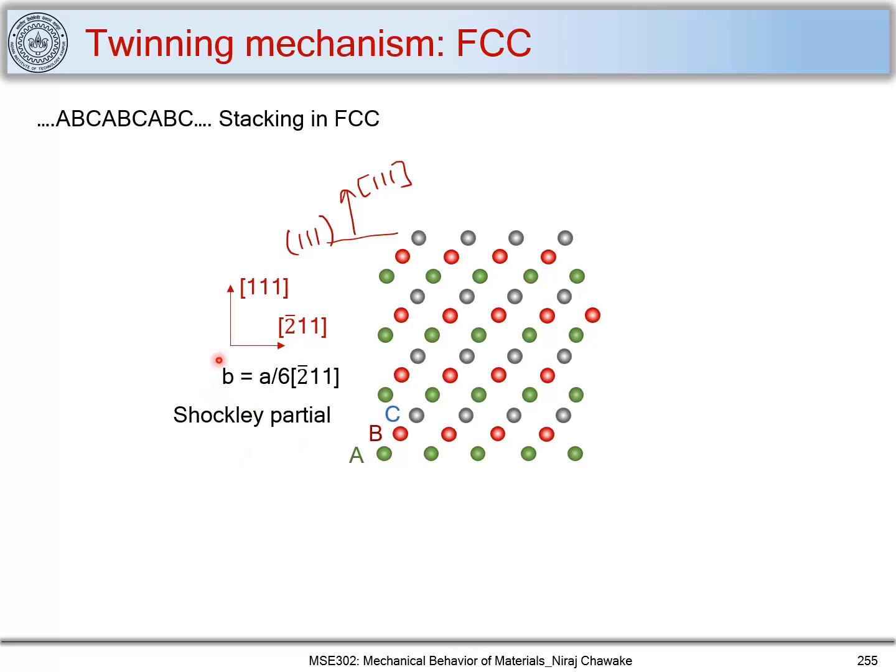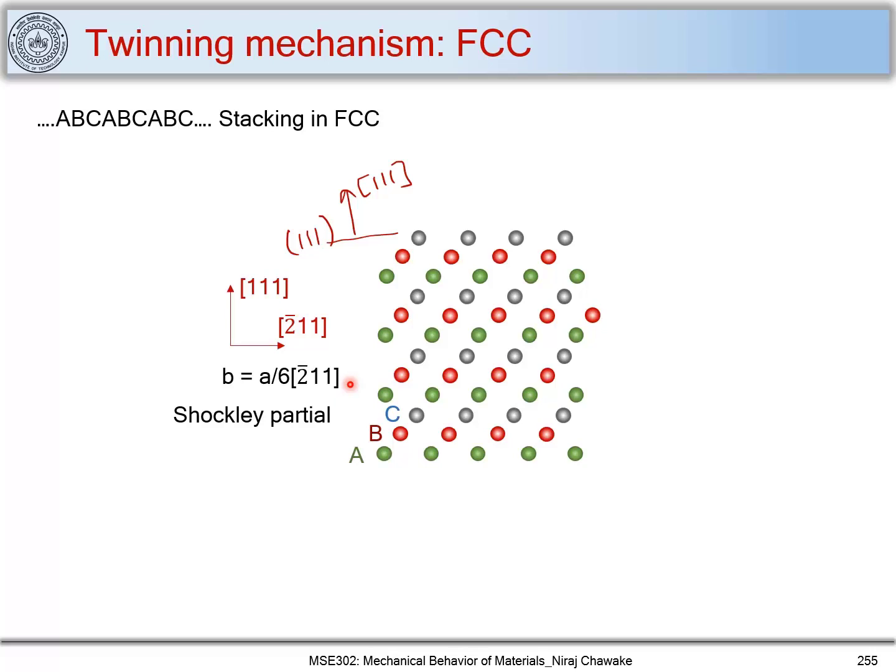And we have seen that this Shockley partial causes a stacking fault in a material. We have already discussed this when we discussed stacking faults in FCC materials. So when I move one layer, let's say the B layer over the A layer, by a/6 [bar 2 1 1], I create a stacking fault. That is what we have seen.